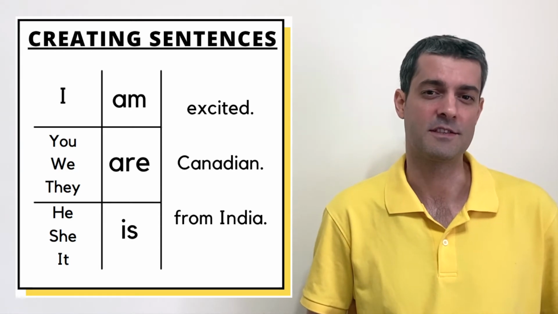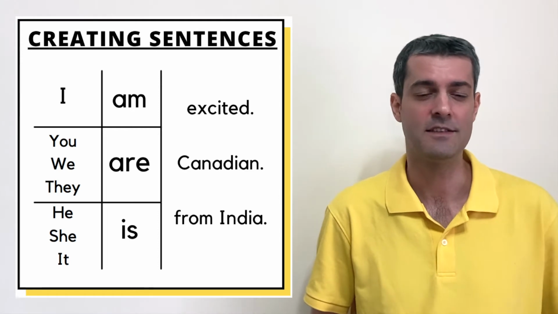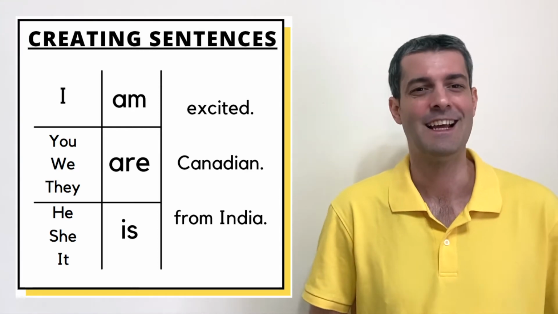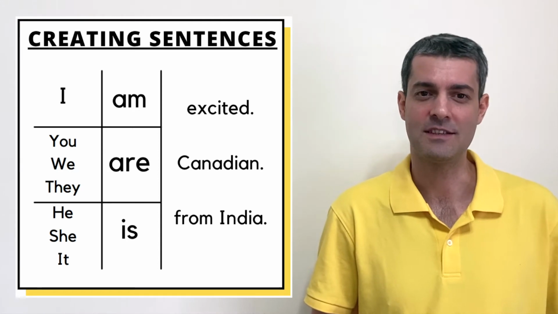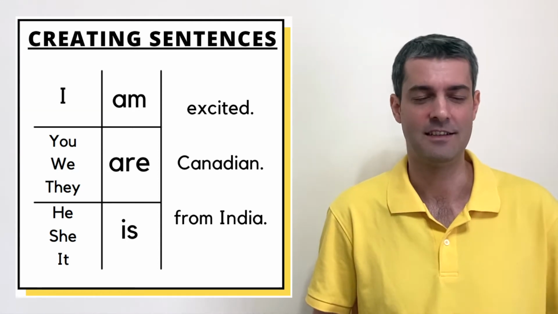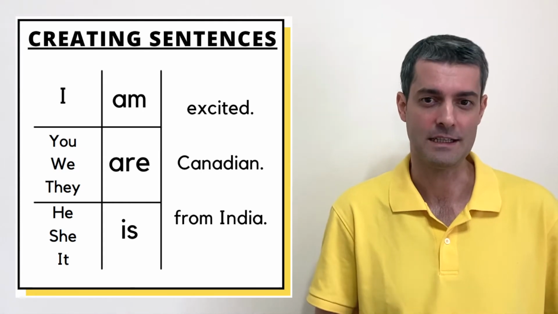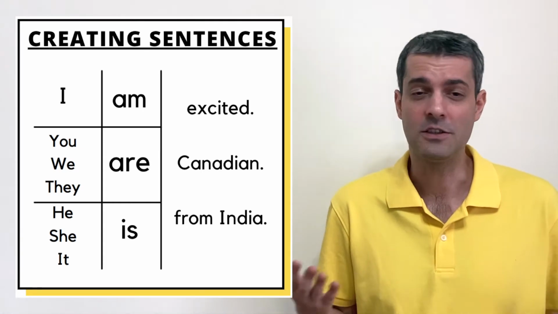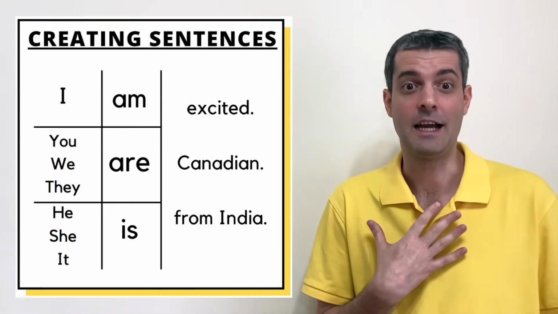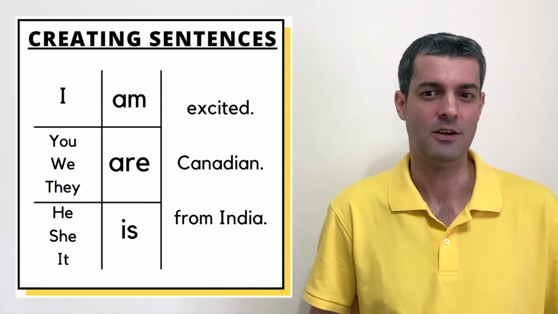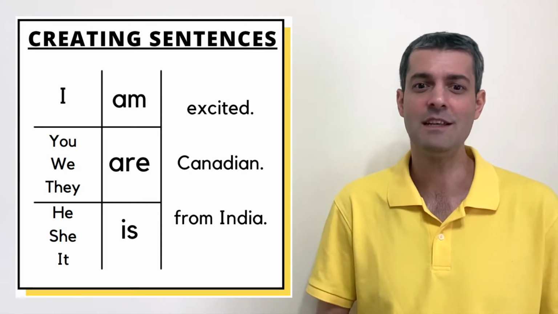Are goes with the subjects you, we, they, such as you are, we are, and they are. And is goes with the subjects he, she, it, such as he is, she is, or it is. So we could create a sentence like, I am excited, or you are Canadian, or he is from India.